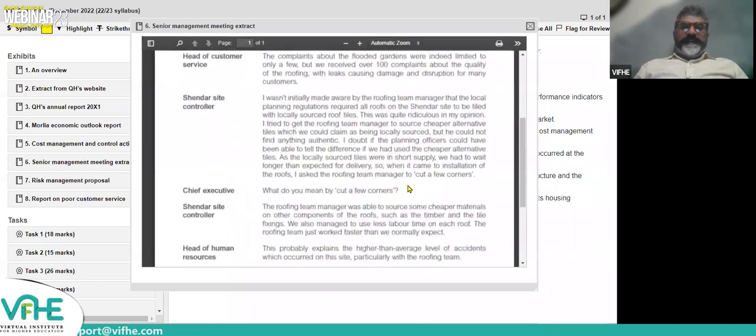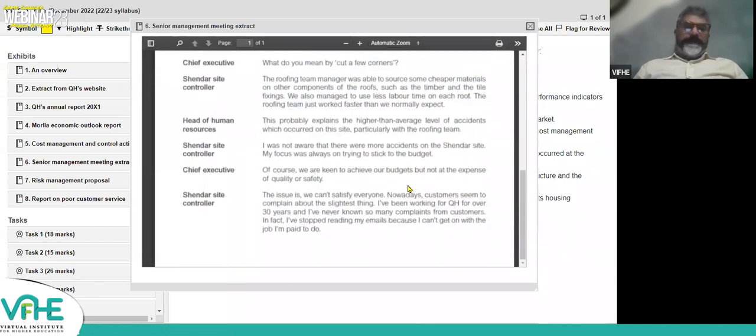Senior management meeting extract. Meeting, board meeting, meeting minutes, meeting extracts, meeting transcripts. One is too many. Okay, done.